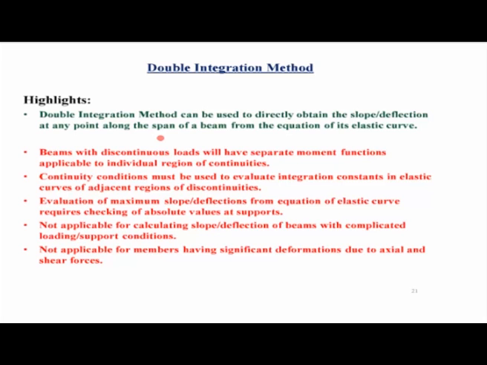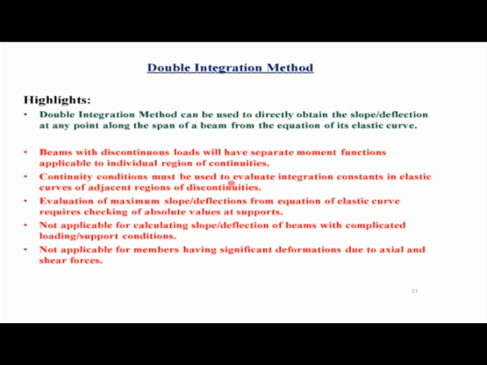However, there are some drawbacks, which I mentioned and I'll highlight again. Beams with discontinuous loads will have separate moment functions applicable to individual regions of discontinuities. We saw in that second example that even though there was no moment function for the region of the beam between L minus a and L, we had to consider a separate set of equations and find two separate constants of integration in order to get the equation of the elastic curve for the entire beam.